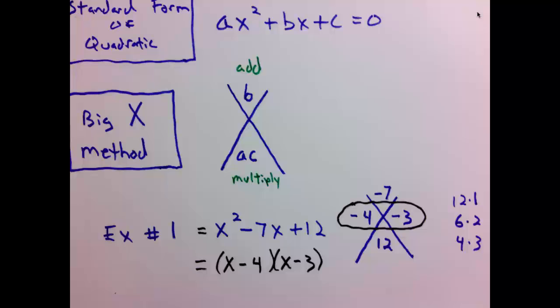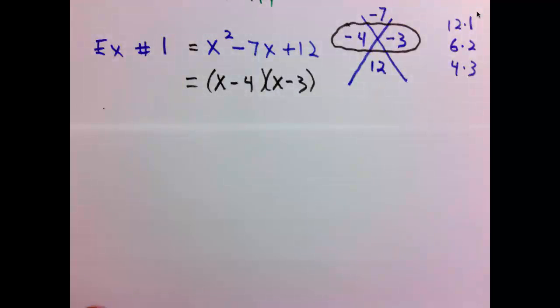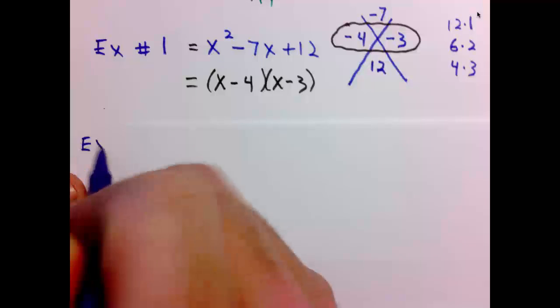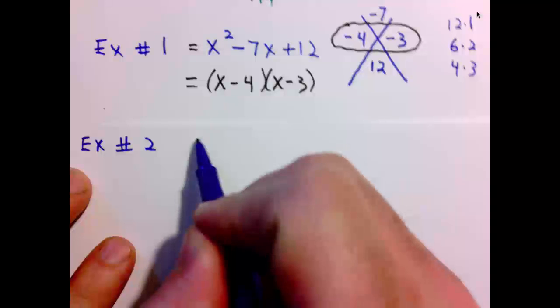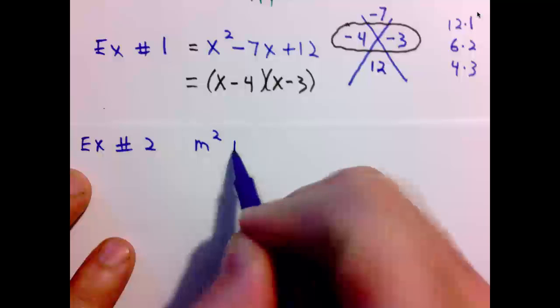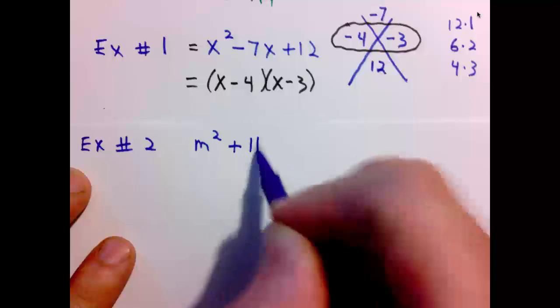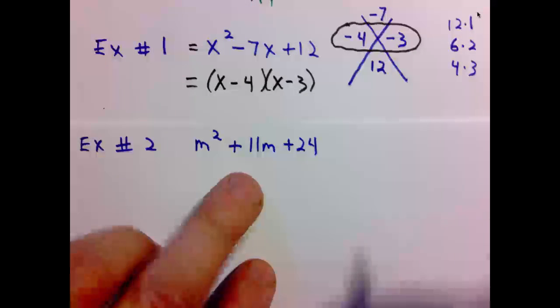All right, let's look at another example. Example number 2. Let's say we have m squared plus 11m plus 24. All right, again, first I come with my big X.